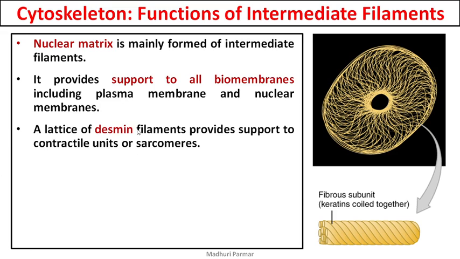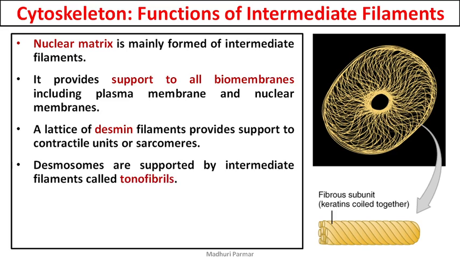A lattice of desmin filament provides support to contractile units of the sarcomere. When we discuss sarcomeres, you will notice there is another filament called desmin. This desmin is actually made up of intermediate filaments. It is a type of intermediate filament and it supports the sarcomere. Desmosomes are supported by tonofibrils.